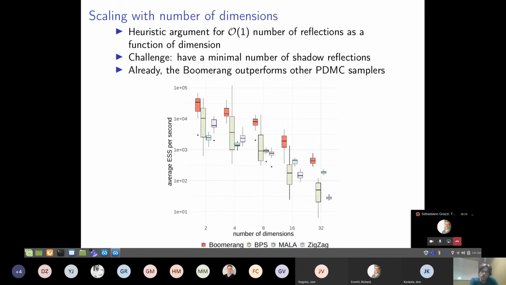For the dimension, we also give a heuristic argument for order 1 scaling with respect to the dimension. In practice, it's quite challenging because we also noticed that the Poisson bounding rates may affect the performance of the sampler. Here you see that it's not of order 1, but the Boomerang sampler is still outperforming the bouncy particle sampler and the zigzag. So the Boomerang is the right box plot.